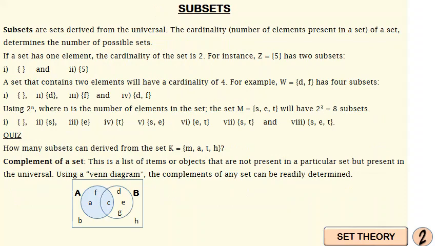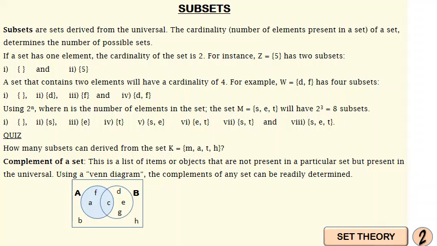All right. Now we want to talk about subsets. Subsets are sets derived from the universal set. They are smaller than the universal set. The cardinality of a set refers to the number of elements present in a set. Let's look at some examples. If a set has one element, such as the set Z that has the element 5, then that set will have a cardinality of 2, as shown in our example.